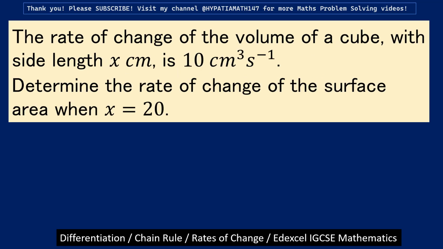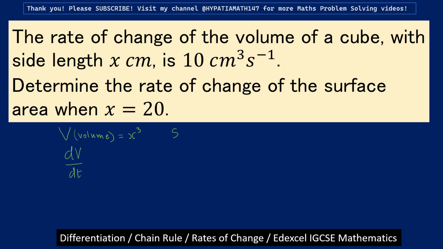So we have been given the rate of change of the volume of a cube. Suppose V is the volume of the cube, and that is equal to x cubed, with the side length being x. And we've been given 10 centimeter cube per second is dV out of dt. Okay, and then we need to find the rate of change of the surface area.